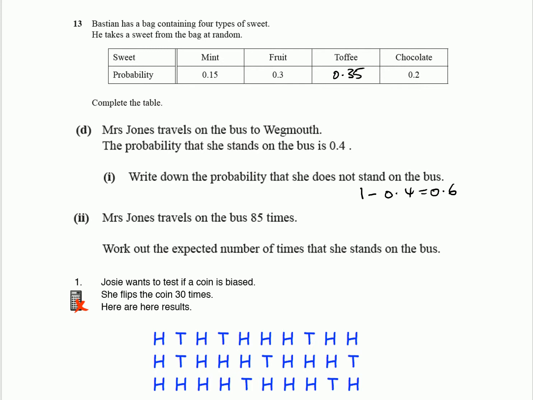Mrs. Jones travels on the bus 85 times. We want to know the expected or estimated number of times that she stands. The probability she stands is 0.4. Think of this maybe as 40%, for instance. She stands 40% of the time. Remember, of means multiply. And the time is the 85 times she travels by bus. 40% of the 85 times. So 0.4 times 85. We would expect her to stand 34 times.